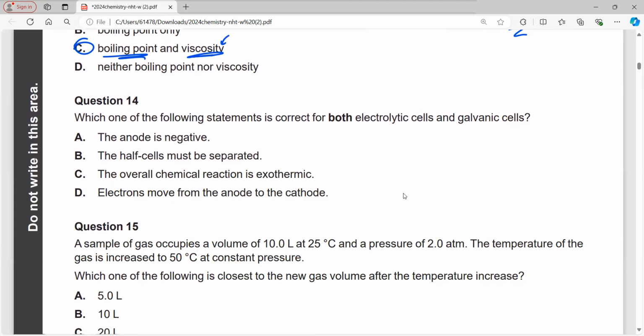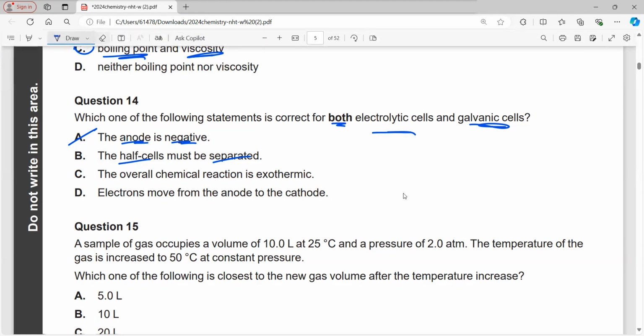Which one of the following statements is correct for both electrolytic cells and galvanic cells? The anode is negative. So only in galvanic cells is it negative, in electrolytic cells it's positive. The half cells must be separated. Again, only in galvanic cells, not in electrolytic cells. The reason it must be separated in galvanic cells is because we're harvesting the electricity, right? Whereas in electrolytic cells, we don't need to do that. With the separation of half cells, we are creating an external circuit in which we can harvest this electricity, okay?